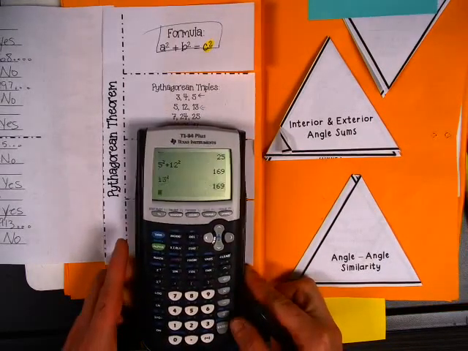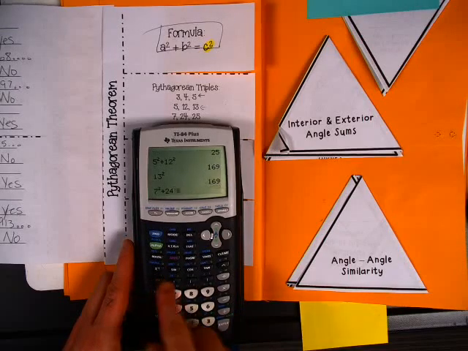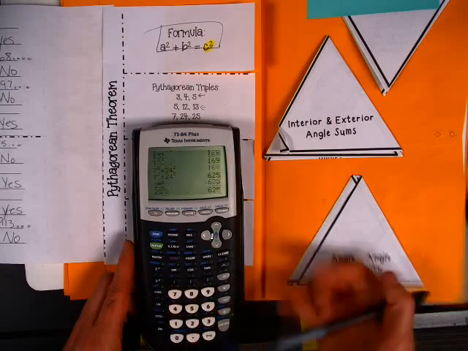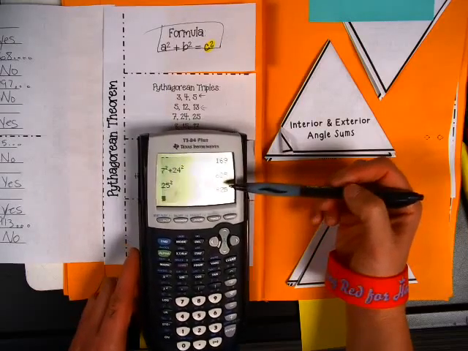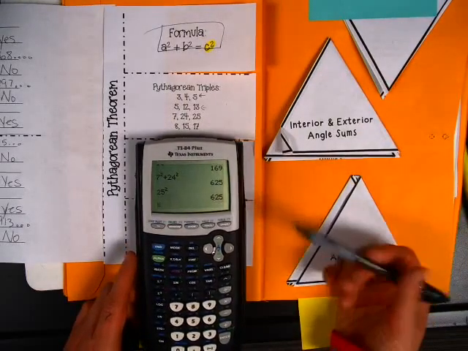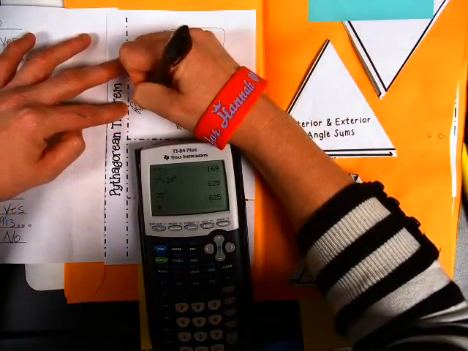So, same thing here. 7 squared plus 24 squared equals 25 squared. Yep, those equal each other, okay? So these are just easy, simple ones to kind of memorize. So you just need to remember these, okay?